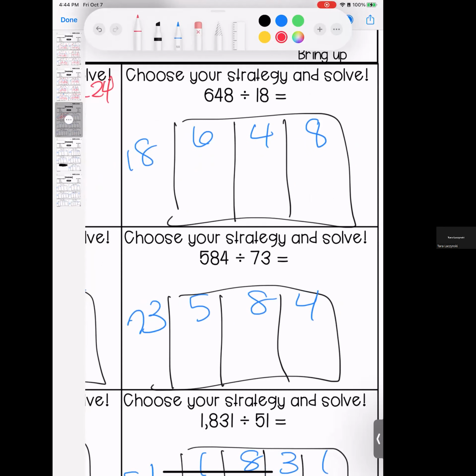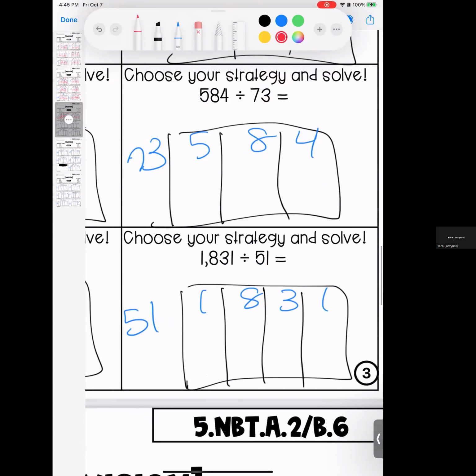18 going into 648. It does not go into 6, but it does go into 64. The closest that we can get is 3 times. When we multiply that, that leaves us with 10. 10 feels big, but it's smaller than 18, so it's okay. 18 is actually going to go in evenly 6 times, leaving us with no remainder. Our answer is 36.